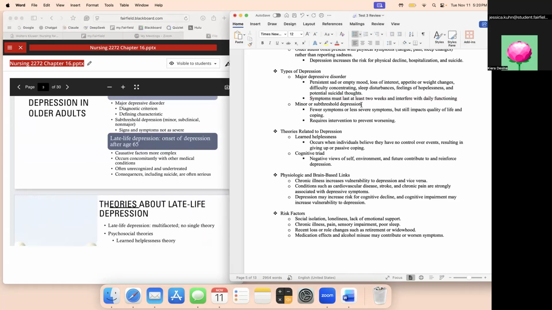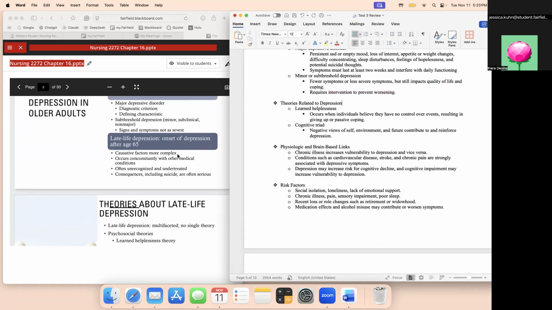And then minor sub-threshold depression has fewer and less severe symptoms. It still impacts your quality of life, but it's before it really affects your entire life. Like it really hinders a lot of your functioning.